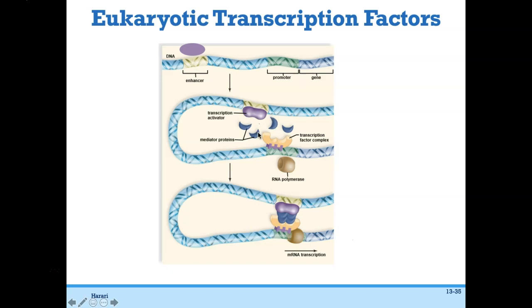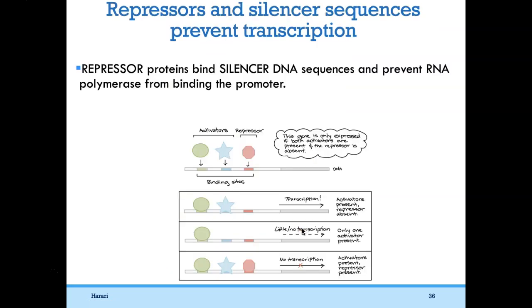Without all of these proteins here, RNA polymerase can't just jump on this promoter and start transcription. We needed the activator to bind the enhancer, right? We needed all these transcription factors to also bind the promoter, and then everything could work together to activate transcription.